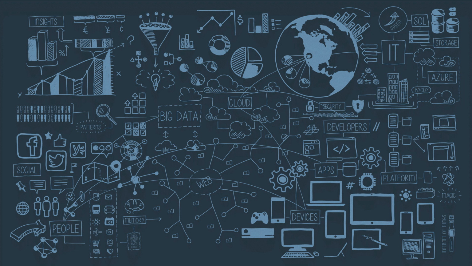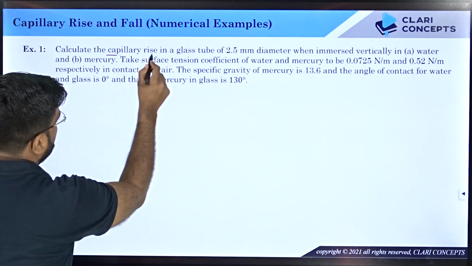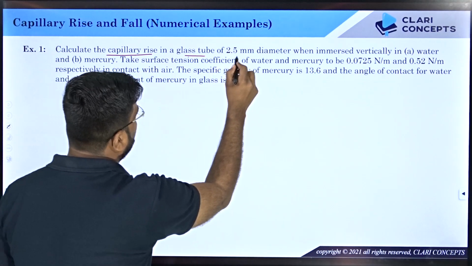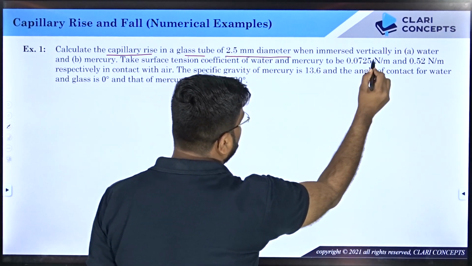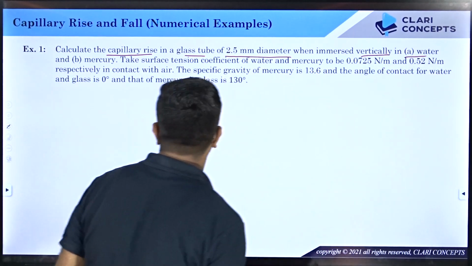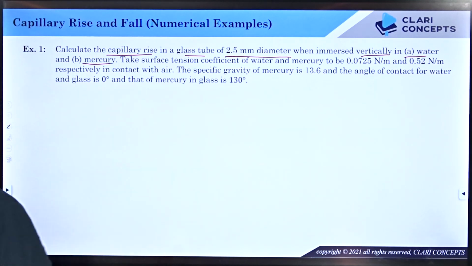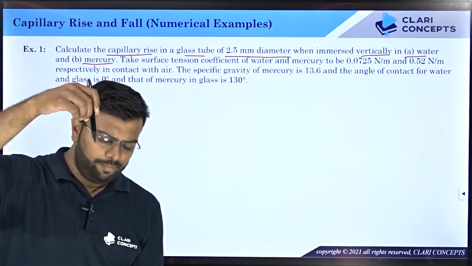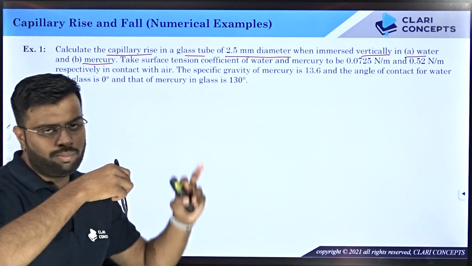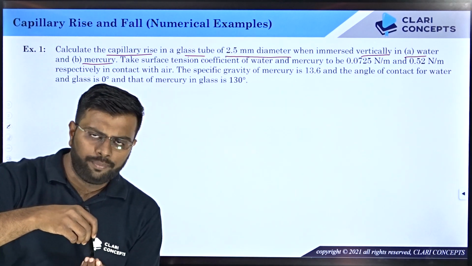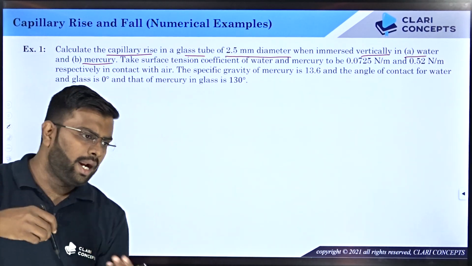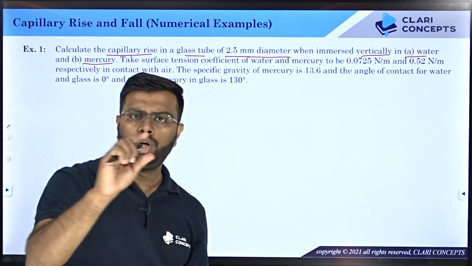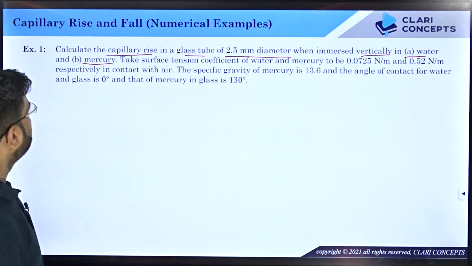First let me take the pen tool. Calculate the capillary rise in a glass tube of 2.5 mm diameter when immersed vertically, in the first case in water and in the second case in mercury. So you have been given a glass tube of diameter 2.5 mm which is immersed first in water. You have to find the capillary rise, and then when it is immersed in mercury, you have to find the capillary fall.